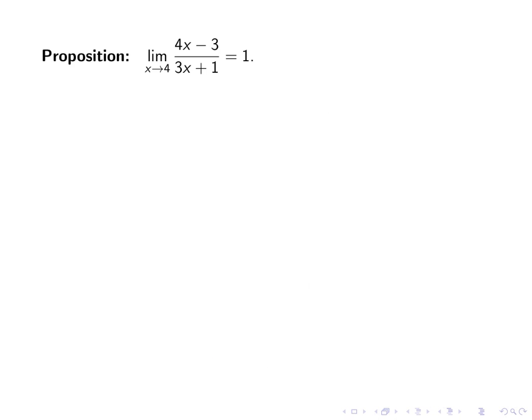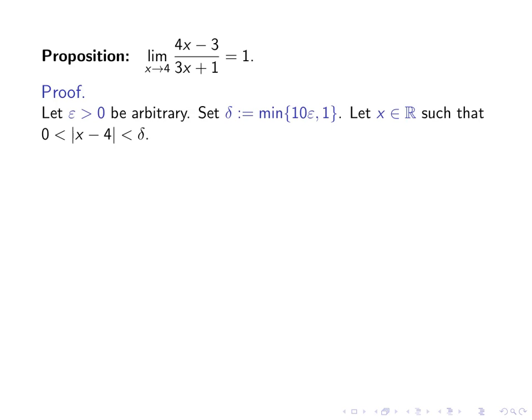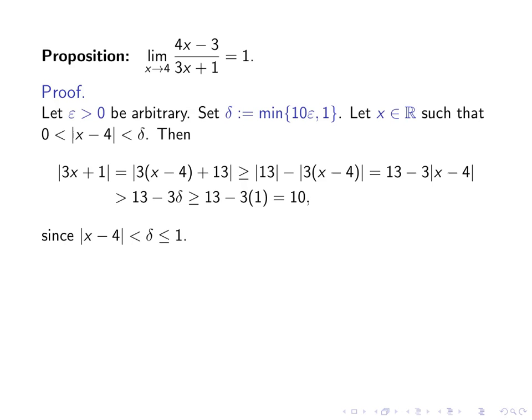Okay, so here's the proof. Proposition: the limit as x approaches 4 of (4x - 3)/(3x + 1) equals 1. Take an arbitrary positive epsilon. Let delta be the minimum of 10 epsilon and 1, as in our preparations. Take an arbitrary real number x such that the absolute value of x - 4 is between 0 and delta. Then you get the positive lower bound on 3x + 1, as we discussed before. I've replicated the same calculations here.